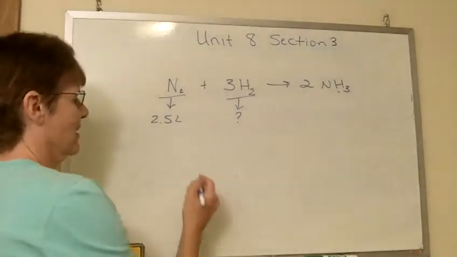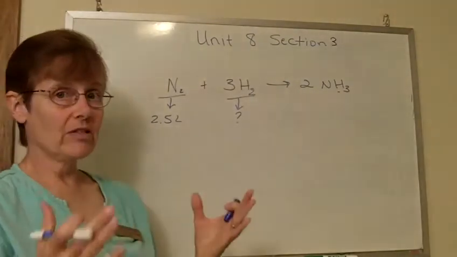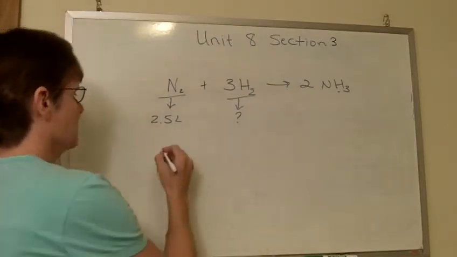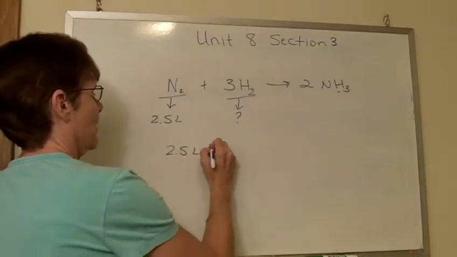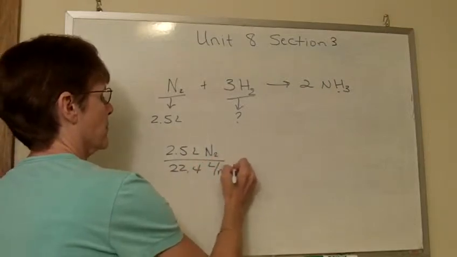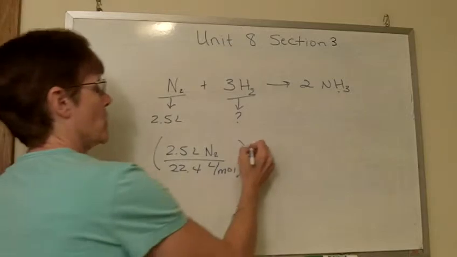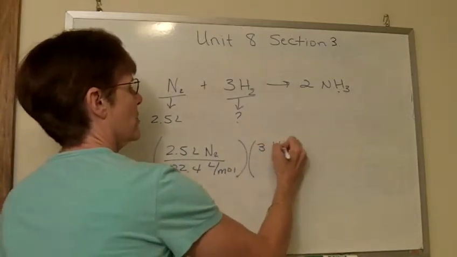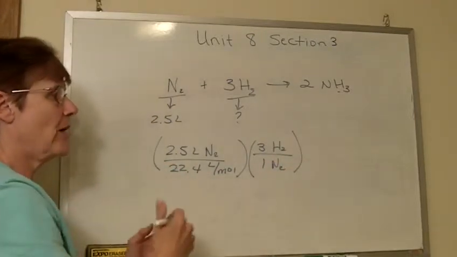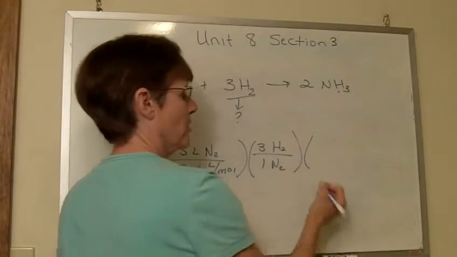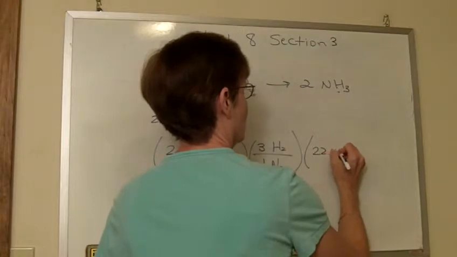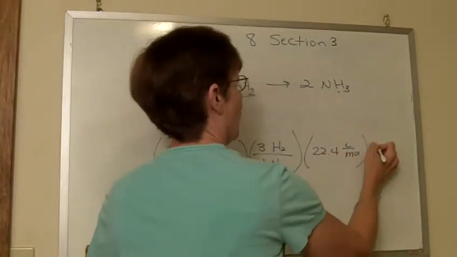Now watch what happens here. First I'm going to go through this with all the steps that we would normally use, and then I'm going to show you why we can skip some steps. You're going to love this. So 2.5 liters of nitrogen divided by 22.4 liters per mole. So that's how we get to moles. We need a mole ratio. There's 3 hydrogen molecules for every 1 nitrogen molecule. Now we need to go back to liters, which means our last step would be to multiply times the molar volume, which is the same for all gases.